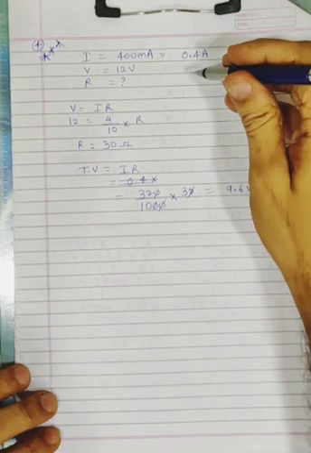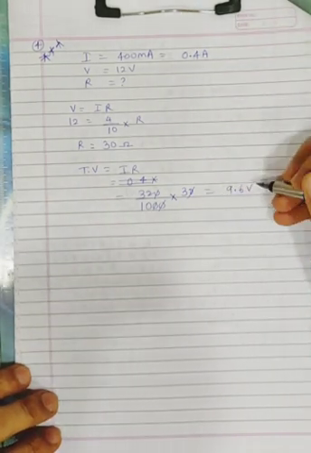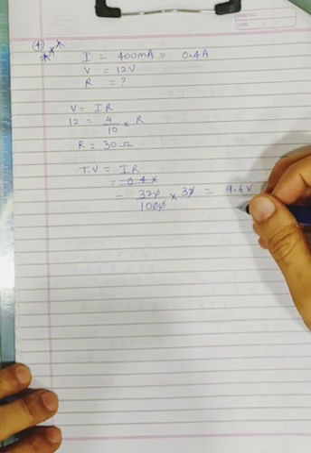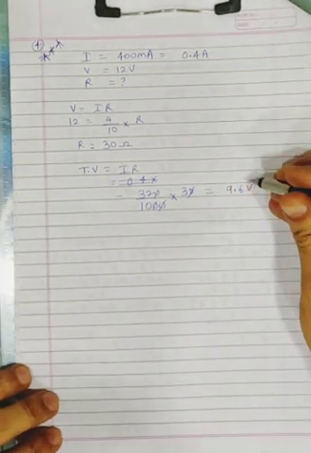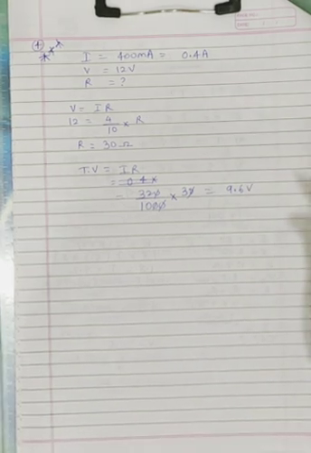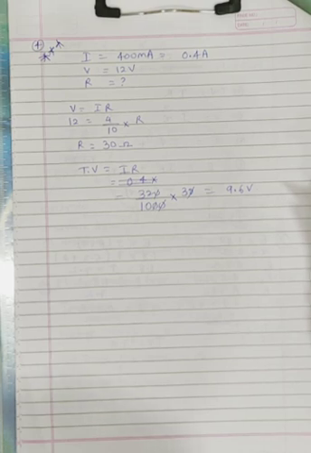So see, when the voltage drops below 9.6, it will stop working. When the voltage drops from 12 till 9.6 volt, your appliance will still continue to work. But when the voltage falls below 9.6, then it will stop working.